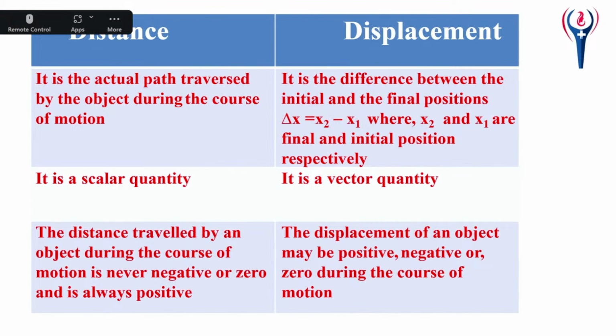Distance travelled by an object during the course of motion is never negative or zero. It is always positive. But displacement can be zero, positive as well as negative.